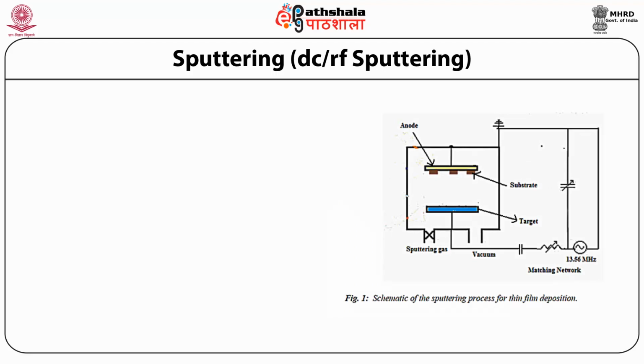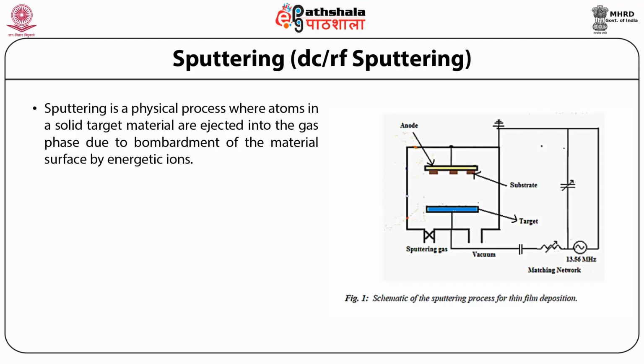Slide 6. Let us first discuss sputtering, DC or RF. Sputtering is a physical process where atoms in a solid target material are ejected into the gas phase due to bombardment of the material surface by energetic ions.